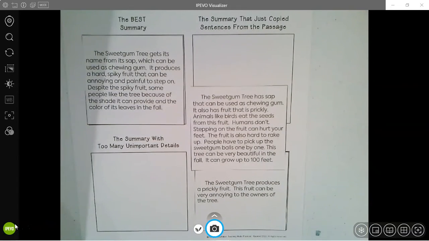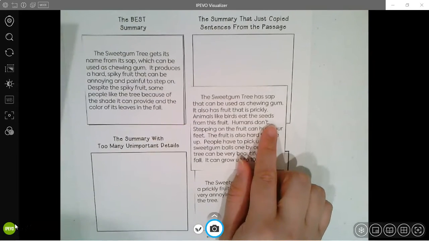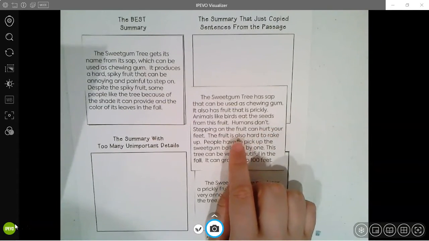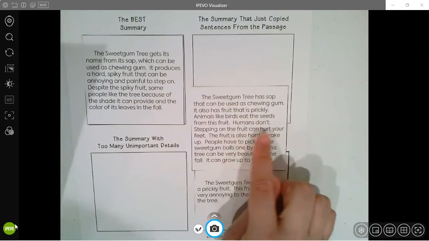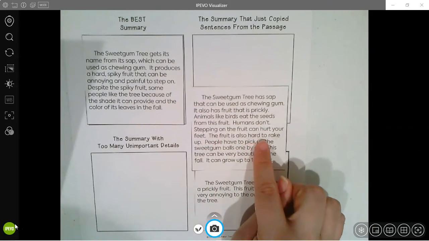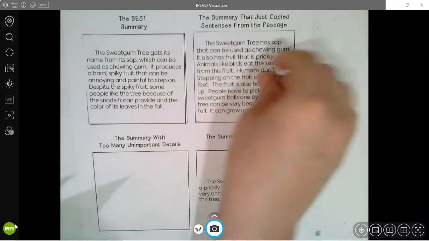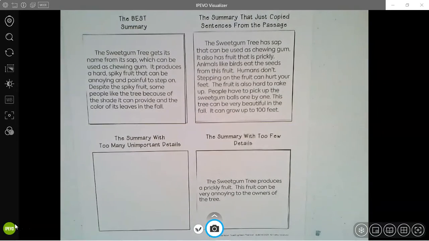I think this one is word for word on some of this. It says humans don't. Stepping on them can hurt your feet. The fruit also is hard to rake up. So I think this one, it just copied sentences from the passage. That's kind of what it did. It didn't put it in its own words.